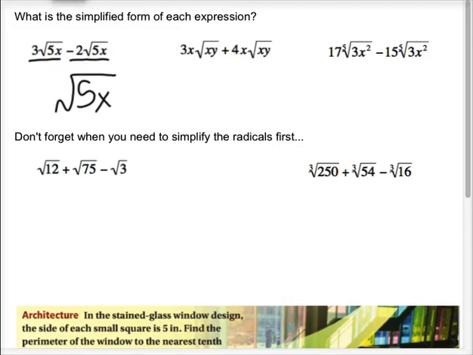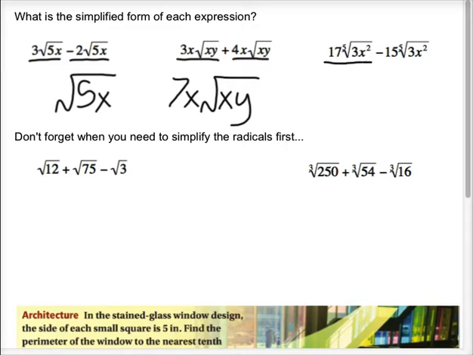Looking at our next example, 3x square roots of xy plus 4x square roots of xy. So again, both square roots, both have the same radicand. So 3x plus 4x, well, combining like terms, that gives us 7x. Then again, the radicand would be left alone, and you would have square roots of xy.